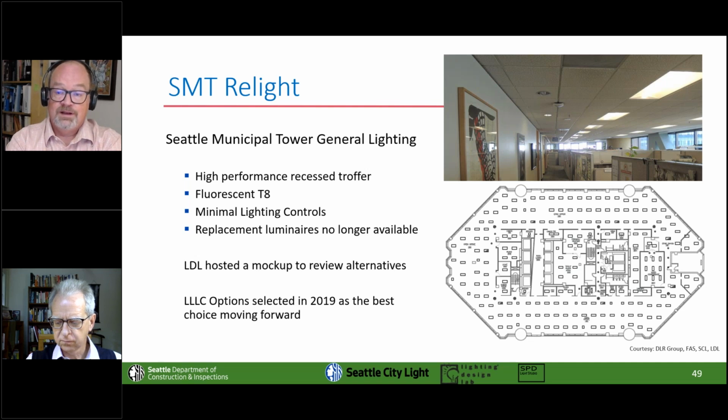So in 2019, we had a great partnership with the Lighting Design Lab, Facilities, FAS Group, and City Light. We hosted a mock-up at the LDL to review some of the alternatives, and we selected a group of typical types of recessed LED light fixtures, all of which were going to be equipped with LLC at that time. Next one, Duane.